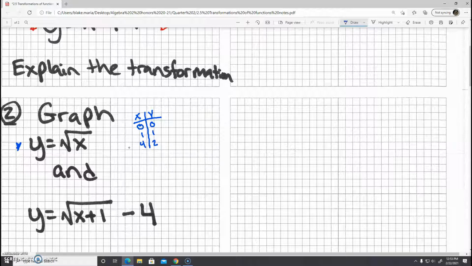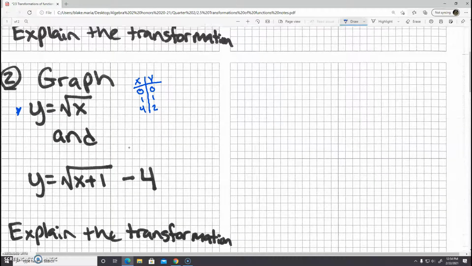Now also, usually we do some positives and some negatives. But be careful here because with your square root function, your domain is limited. You cannot have a negative x value because it's imaginary. So we can't do the square root of negative 1 or the square root of negative 4. So we're only going to have those positive x values. And again, that's going to limit the domain of our graph. Sorry, I don't know why I didn't scoot it up already.